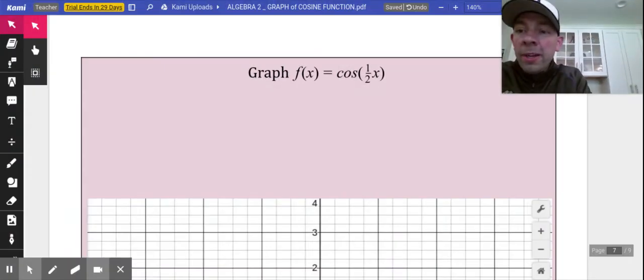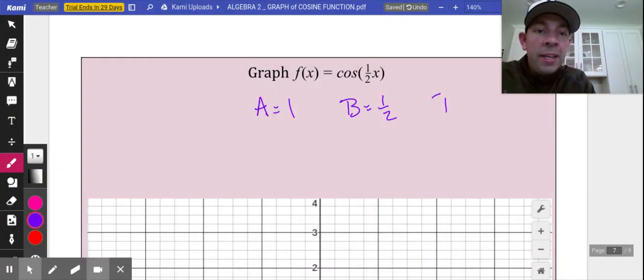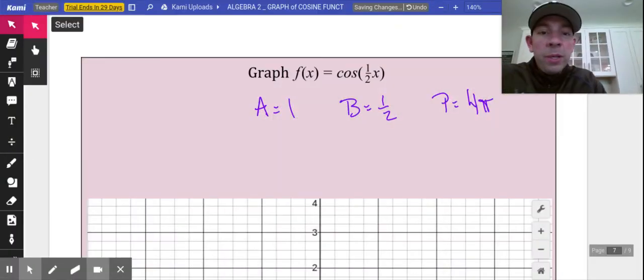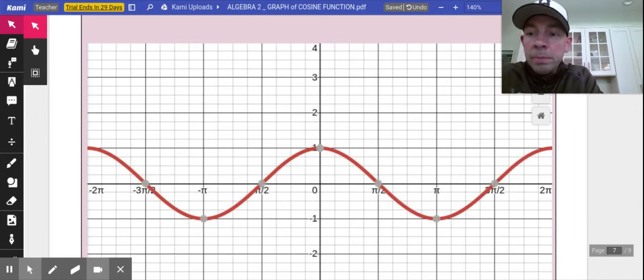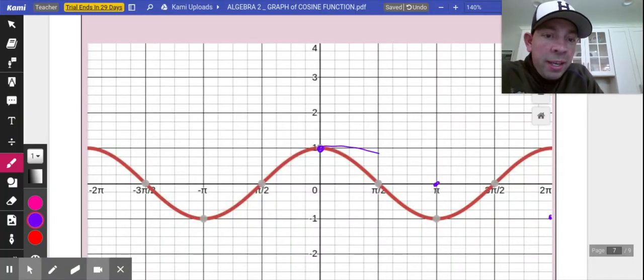Ooh, what if the amplitude stays 1, but now the frequency goes to 1/2, right? And that makes the period 4 pi. So we know from 0 to 2 pi, we're only going to see half a cycle. We know we're going to start here. We're going to cross at pi, and then we're going to dip down. So we're going to be concave down first, switching the concavity at pi.